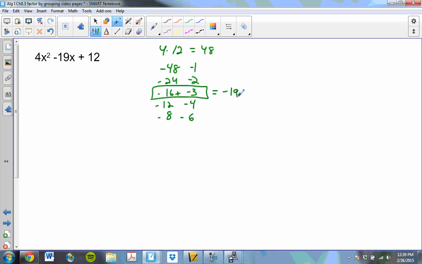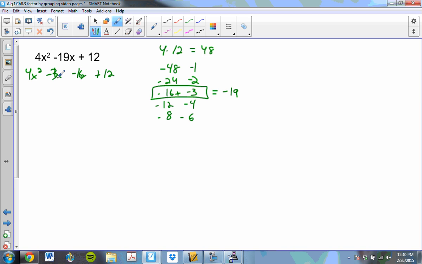Now I can put that 16 and that 3 on either side. The 4x squared doesn't change, and the positive 12 doesn't change. I can put minus 16x and minus 3x like this, or I can put minus 3x and minus 16x like this.